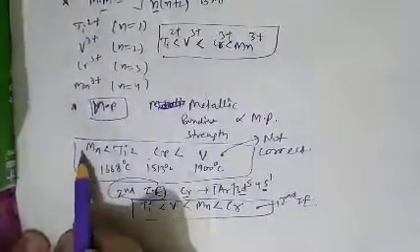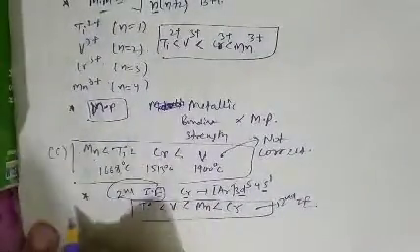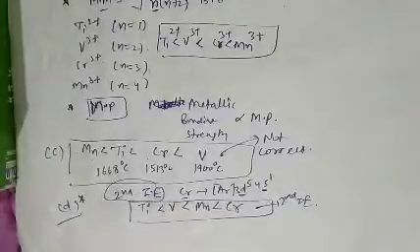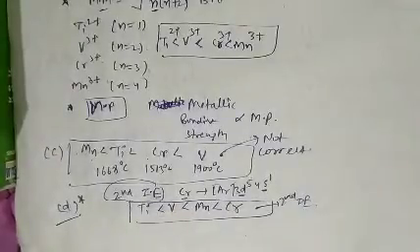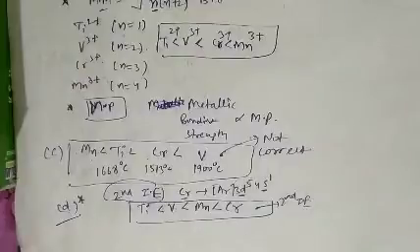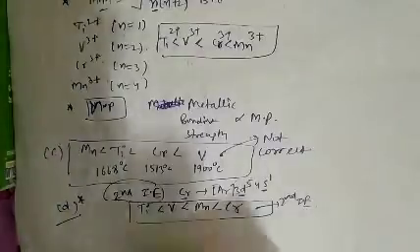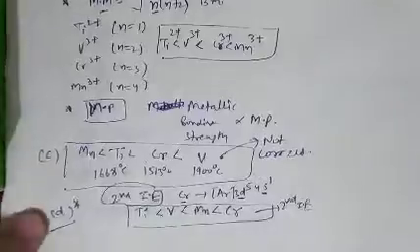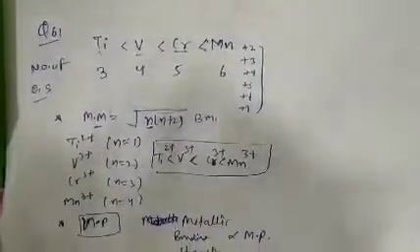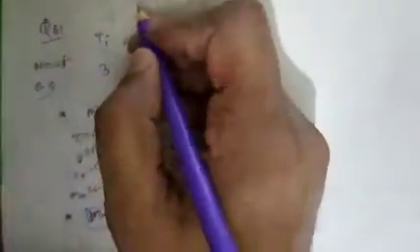So option 3, C and D, both are incorrect. So as per option 3 and option 4, both are incorrect. So the correct options for question number 61 are C and D. Question number 61, incorrect properties are C and D.